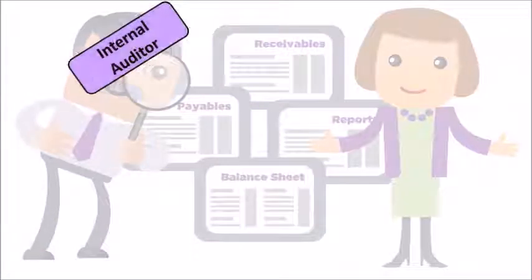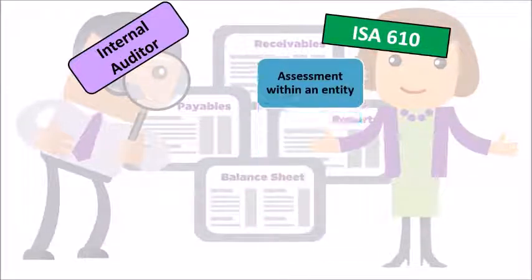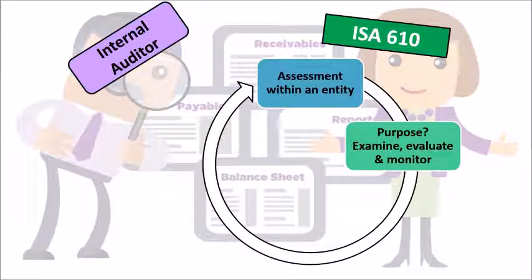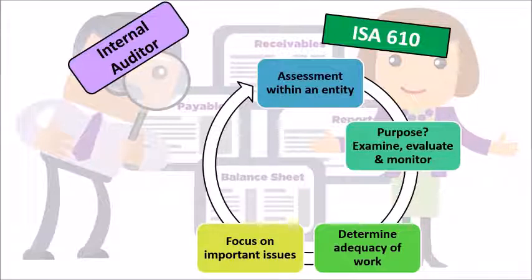Now, let's understand what is using the work of internal auditor. Stated in ISA 610, internal auditing is an assessment formed within an entity as a service to the entity. The purpose is basically to examine, evaluate and monitor the effectiveness of the accounting and internal control system. Other than that, external auditors shall determine the adequacy of work performed by the internal auditor before using their work. It is also some sort of a shortcut for the external auditor in performing audit procedures for expressing an opinion. The internal auditor can help them focus by advising on important issues.